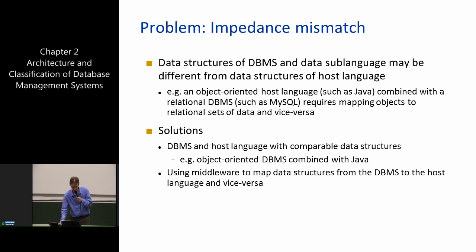But if you look at SQL, SQL is not object-oriented. So the data structures that you're going to use in SQL, and we're going to extensively comment on that later on, are not object-oriented. They're relational data structures. So that means that you have a kind of mismatch, because on the one hand, you have object-oriented data structures in Java, in the host language, whereas the data structures of the DBMS and of the data sublanguage, SQL, are not object-oriented, but are based upon the relational model, as we will see later on. So both do not correspond very well to one another, so you have a kind of misalignment there.